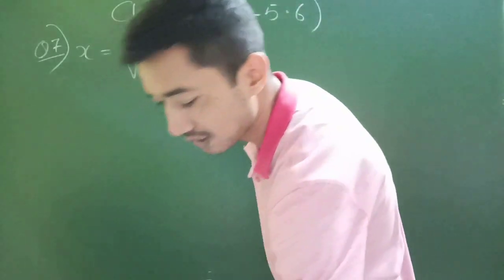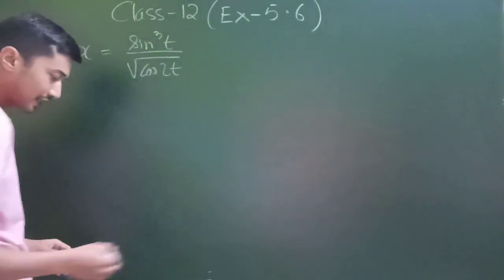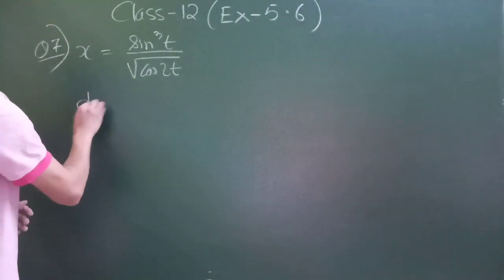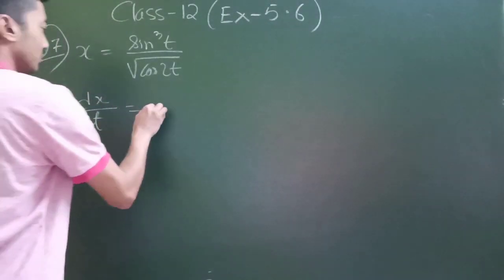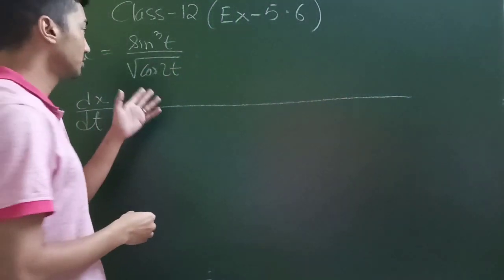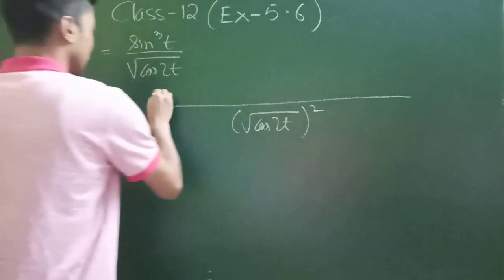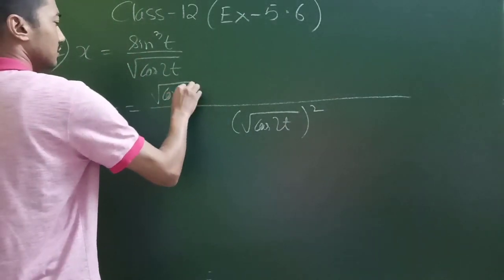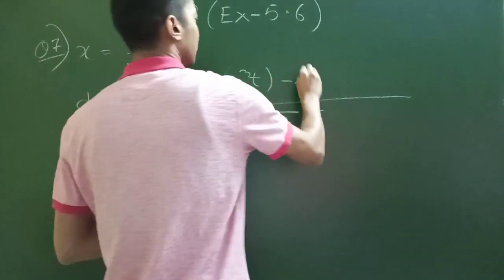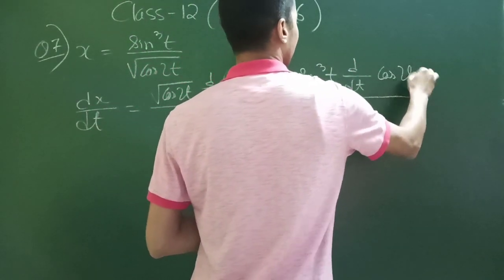I hope you've got your pen and paper. Please start solving along with me. I'm not going to write again. So, differentiating both sides with respect to the parameter t, here we shall use the quotient rule. So what was the quotient rule? The square of the denominator in the denominator, and in the numerator: denominator times derivative of the numerator, minus numerator times derivative of the denominator.